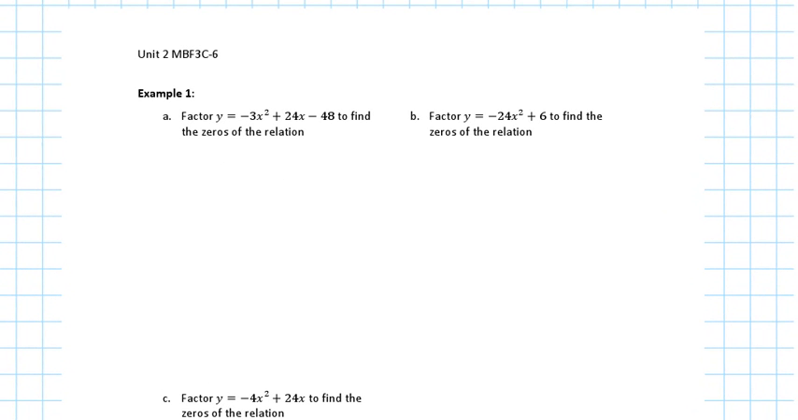To find the zeros, what form do you have to be in? Factored form. So the question here is asking you to factor, then find the zeros of the relation. You're going to have to factor first, then find the zeros.